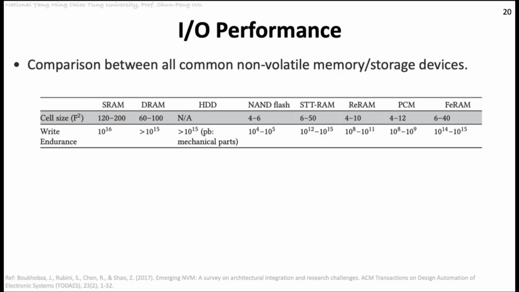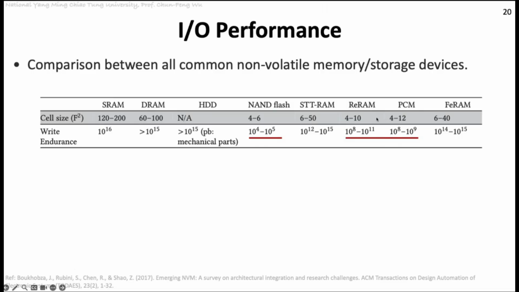The second thing is write endurance. Write endurance means when you write several times to this device, how many writes can be endured by the device. You can imagine SRAM can endure more than 10 to the 16 accesses, which is quite a lot. But if you look at NAND flash, RRAM, PCM, those non-volatile devices can only provide about 10 to the 4 to 5 for NAND flash, and about 10 to the 11 for RRAM. So they are vulnerable.